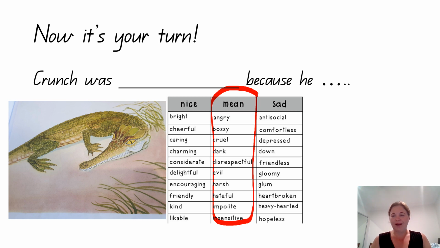I'd like you to write a sentence about Crunch, telling me what sort of character he was like on the inside, or his character traits, and I'd like you to draw a picture of Crunch at the beginning of the story underneath your sentence. When you finish your sentence, if you would like to, you can take a picture and send it back to your teacher.